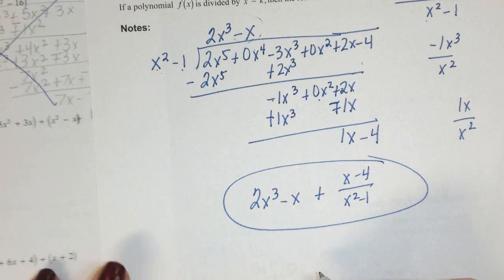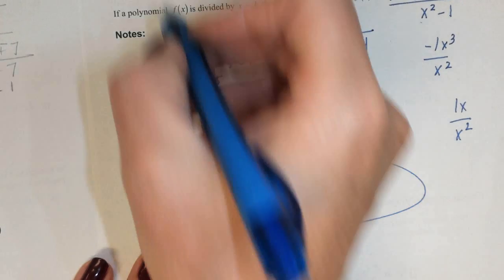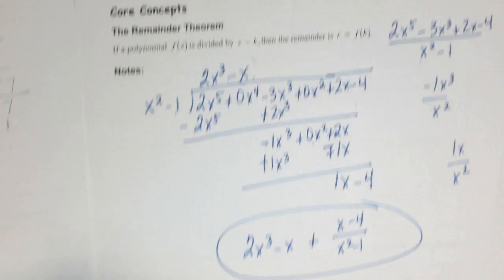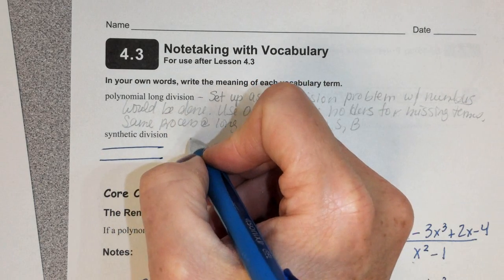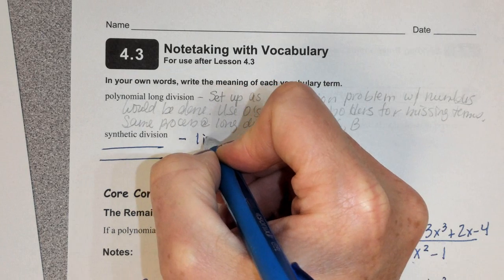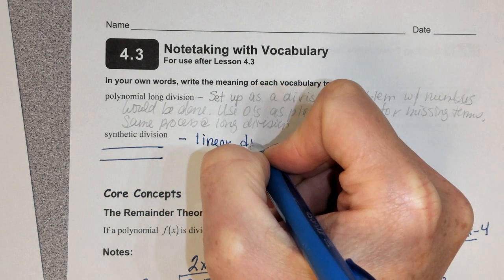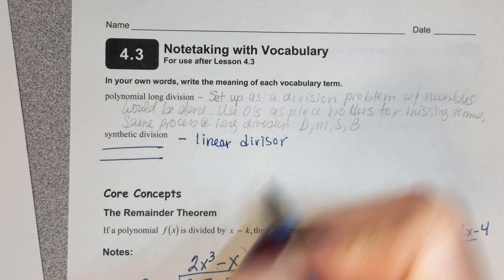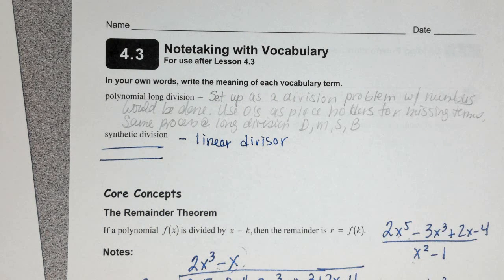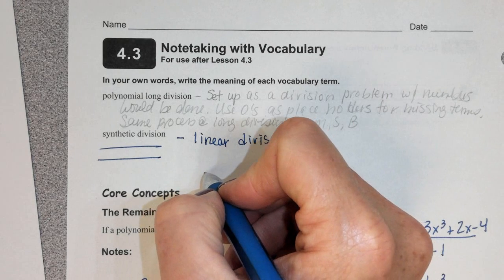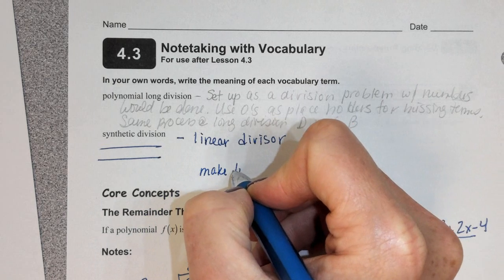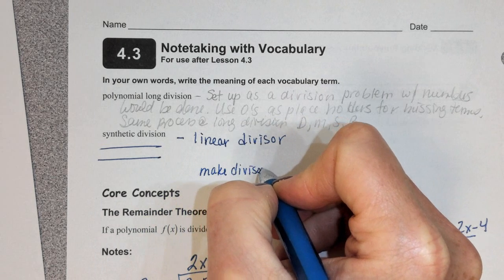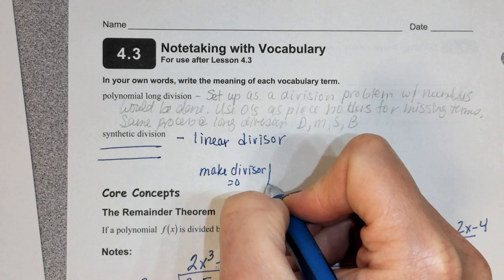I want to show you another method. It's called synthetic division. Synthetic division looks like this. You're going to have a linear divisor. This only works for linear divisors. When I say linear, that means x to the 1st. And then whatever makes the divisor equal 0, that's going to go in a little box like this.